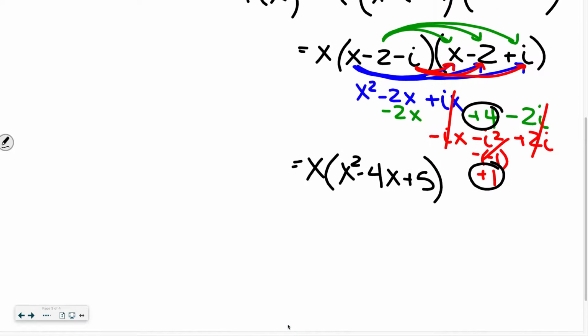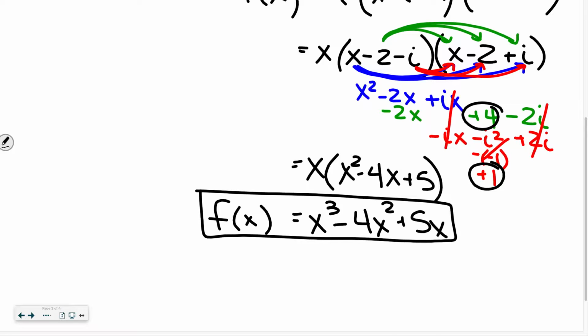If you always choose complex conjugates, the i's will always cancel, and you'll get some quadratic with real number coefficients. Okay. You know, think about this. This does not factor. You have no factors of 5 that could add to make negative 4. 5 and 1 will add to make 6 or negative 6. So that doesn't factor. You'd have to use the quadratic formula. If you use the quadratic formula, then you get the 2 results, 2 plus or minus i. And then finally, of course, distribute: x cubed minus 4x squared plus 5x. Questions, concerns?